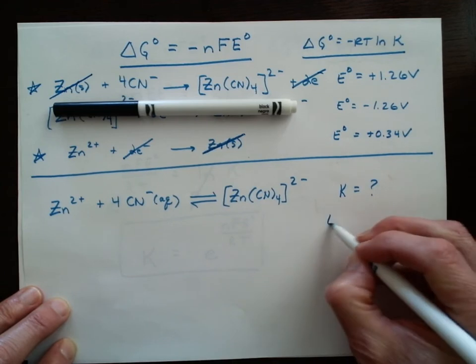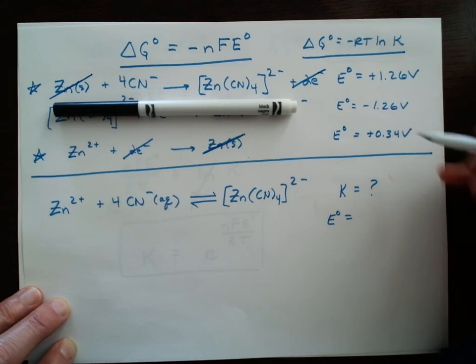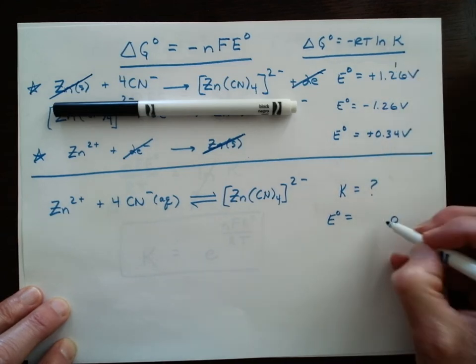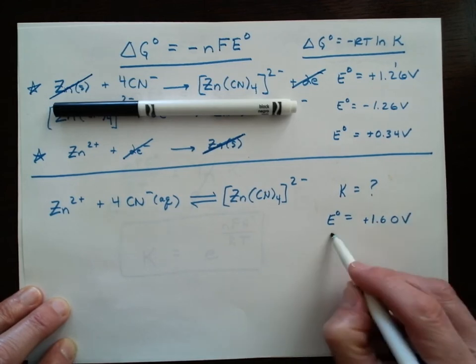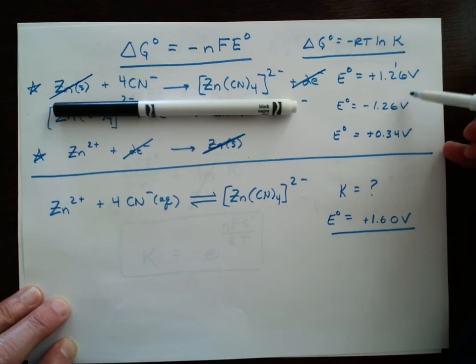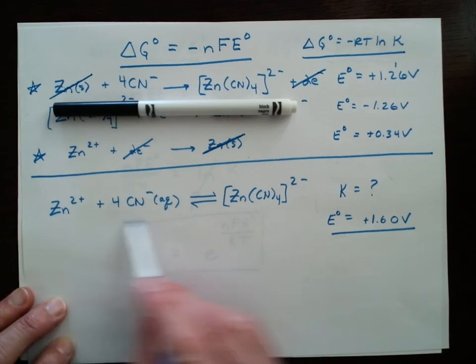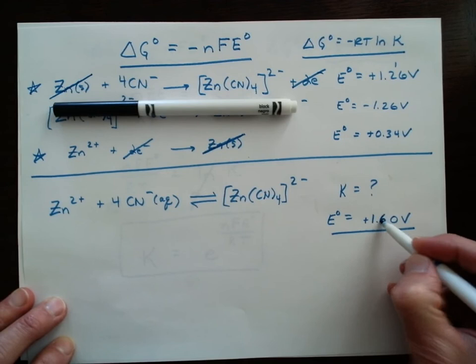So I know the cell potential for this. That's going to be the sum of 1.26 and 0.34. What's that going to be? 10, carry the 1, 6. If my math is good, that's a positive 1.60 volts. I just want to check to make sure that's right. Yeah, that looks good. So the cell potential for this overall reaction is a positive 1.60 volts. That was a pretty fun trick.